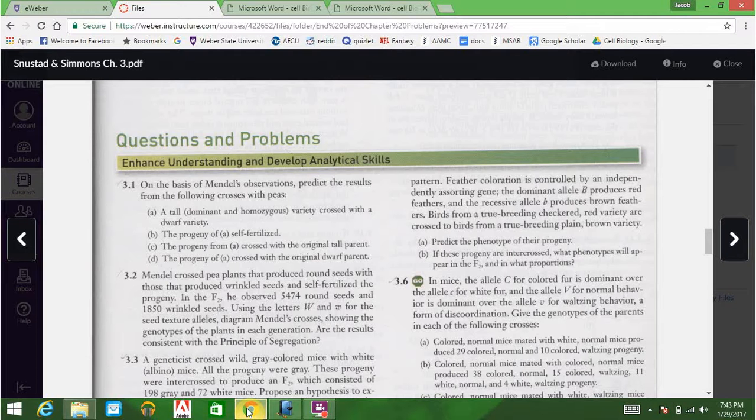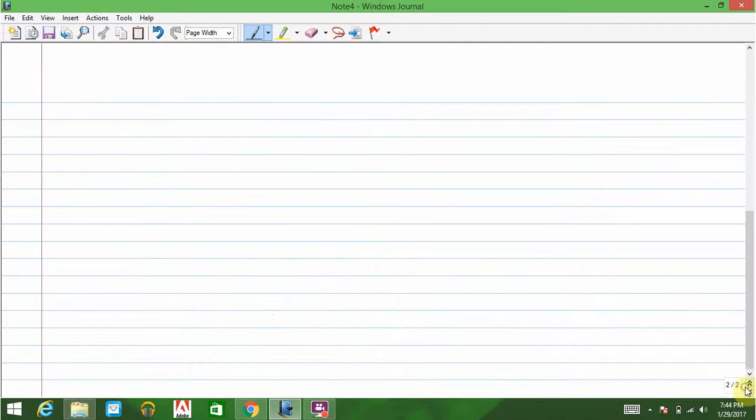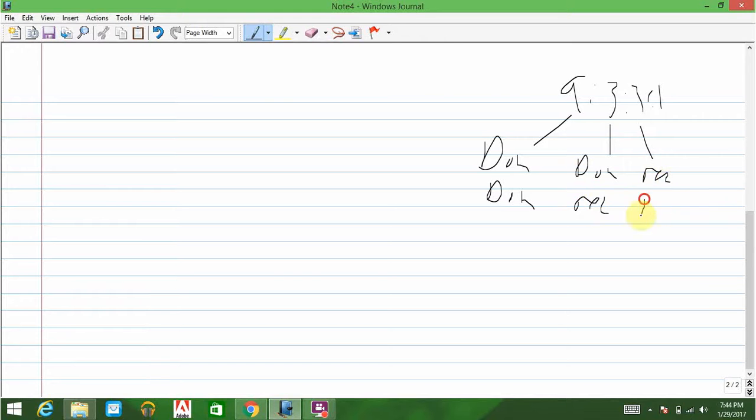Okay, and then it said if these progeny are intercrossed, what phenotypes will appear in the F2 generation and in what proportions? Okay, so anytime you have a dihybrid cross and they're both heterozygous, you're going to have a 9:3:3:1 ratio. And if you can just remember this ratio, that'll save you a lot of time on the test. Otherwise, you got to work it out the long way. So the 9 is always going to be dominant, dominant. And then these 3s are each going to be one dominant, one recessive. And then the 1 is going to be recessive, recessive.